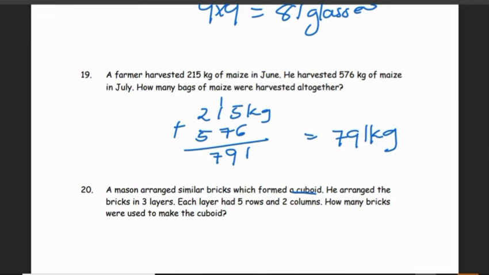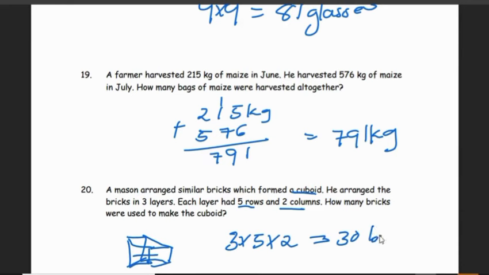So we know this is how a cuboid usually looks like. Now, we are told that he arranged the bricks in 3 layers. Each layer had 5 rows and 2 columns. Now, how many bricks were used? All of them together. So we're going to do 3 multiplied by 5 and the number of columns. And our answer is going to be 30 bricks.